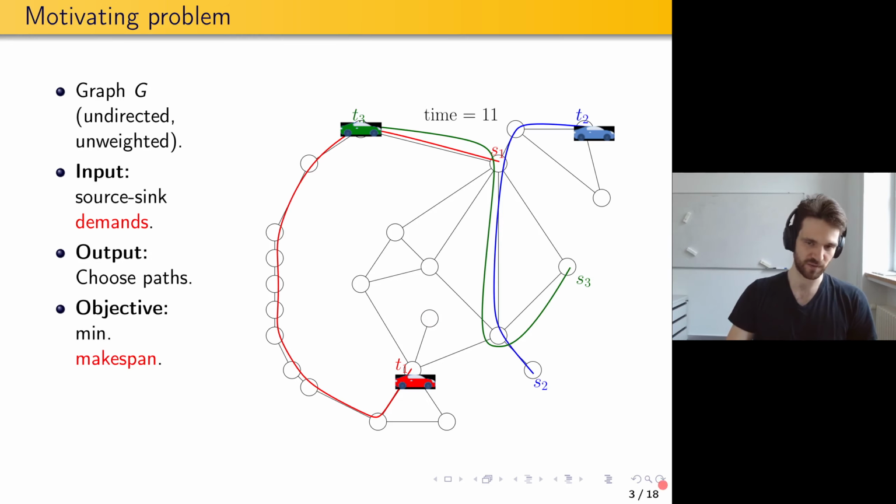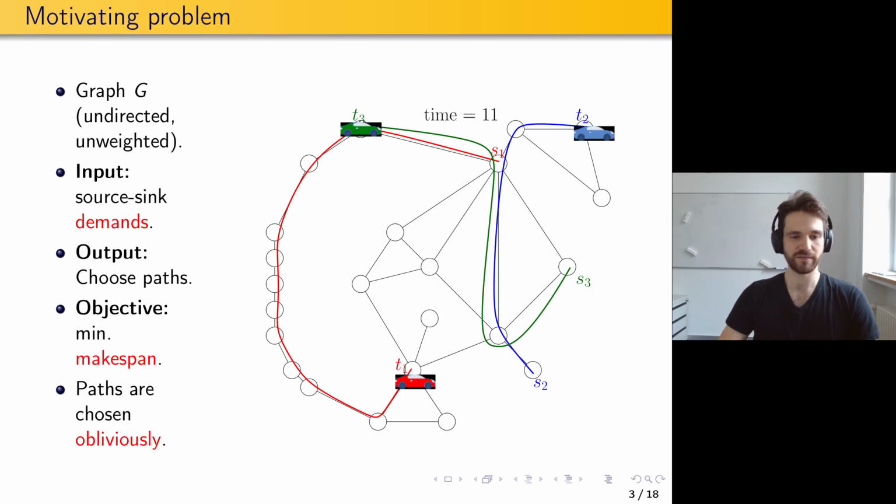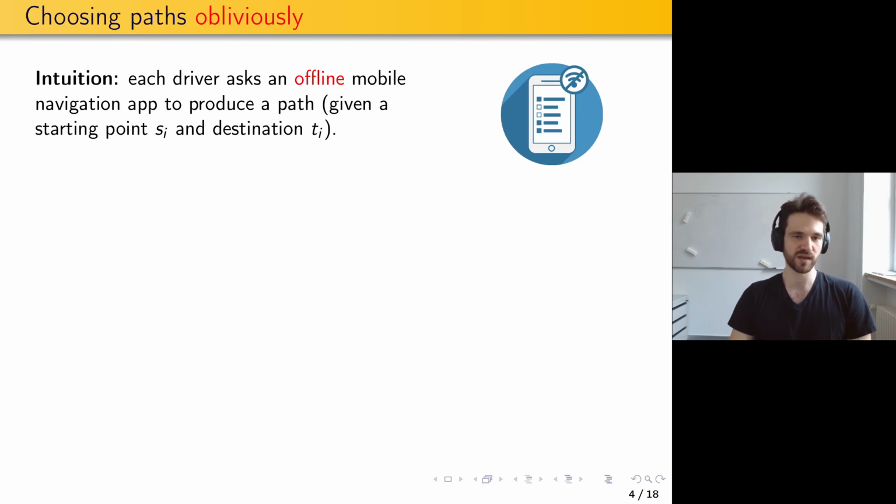We just explained what makespan is. That's the time until everyone reaches their destination. And finally, and very importantly, the paths are chosen obliviously. Okay, what does it mean? Well, you can think about it in the following way. Each driver has an offline mobile navigation app that produces a path for them. So he or she enters the starting point and the destination point of the path, and the offline navigation app tells the driver where to go.